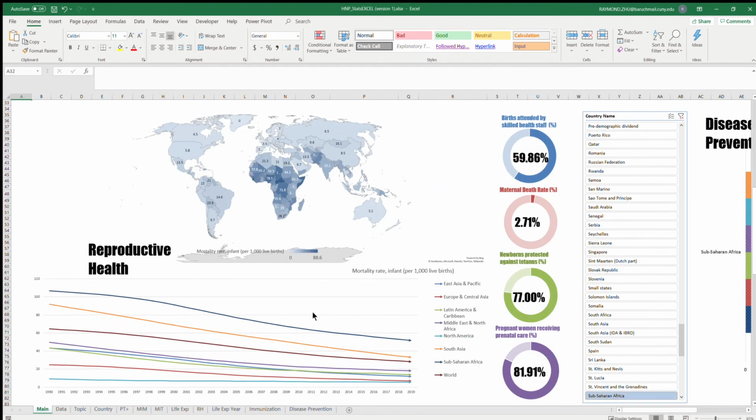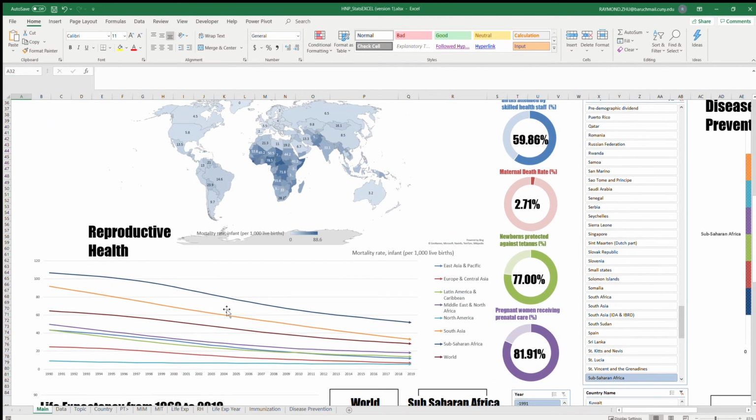And sad story aside, from this line graph, it's glad to see that the mortality rate has dropped significantly from the 1990s to 2019, especially for sub-Saharan Africa and South Asia, as they have a 50% decline. And hopefully these trends will continue to go in the right direction.